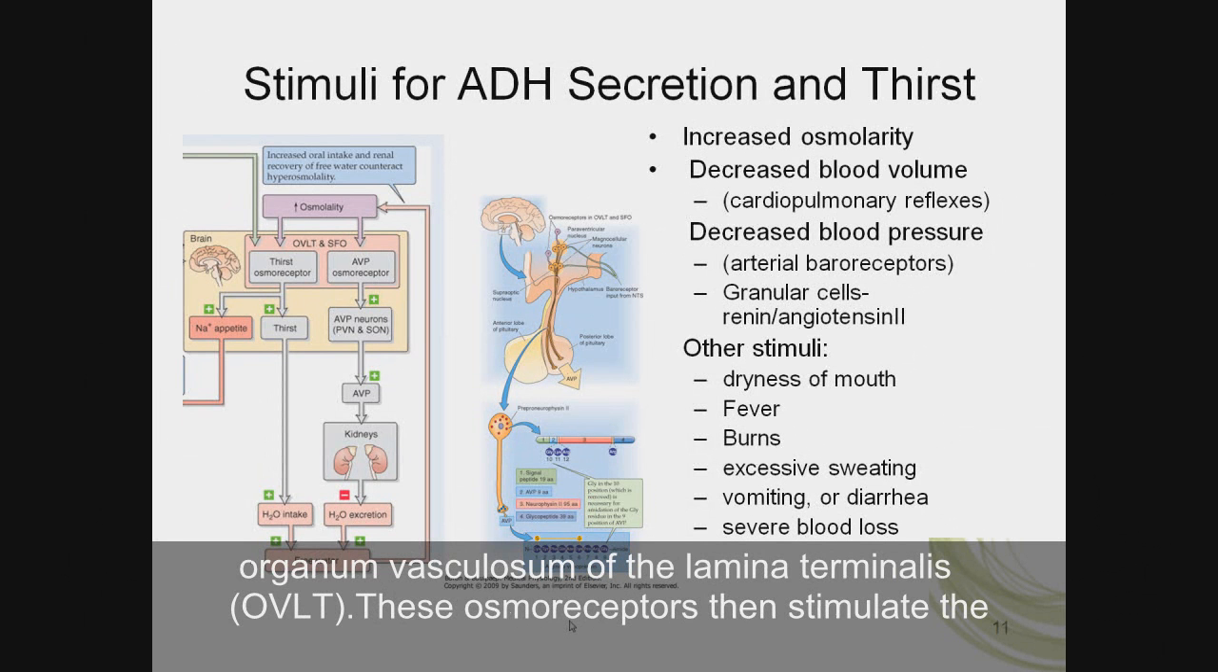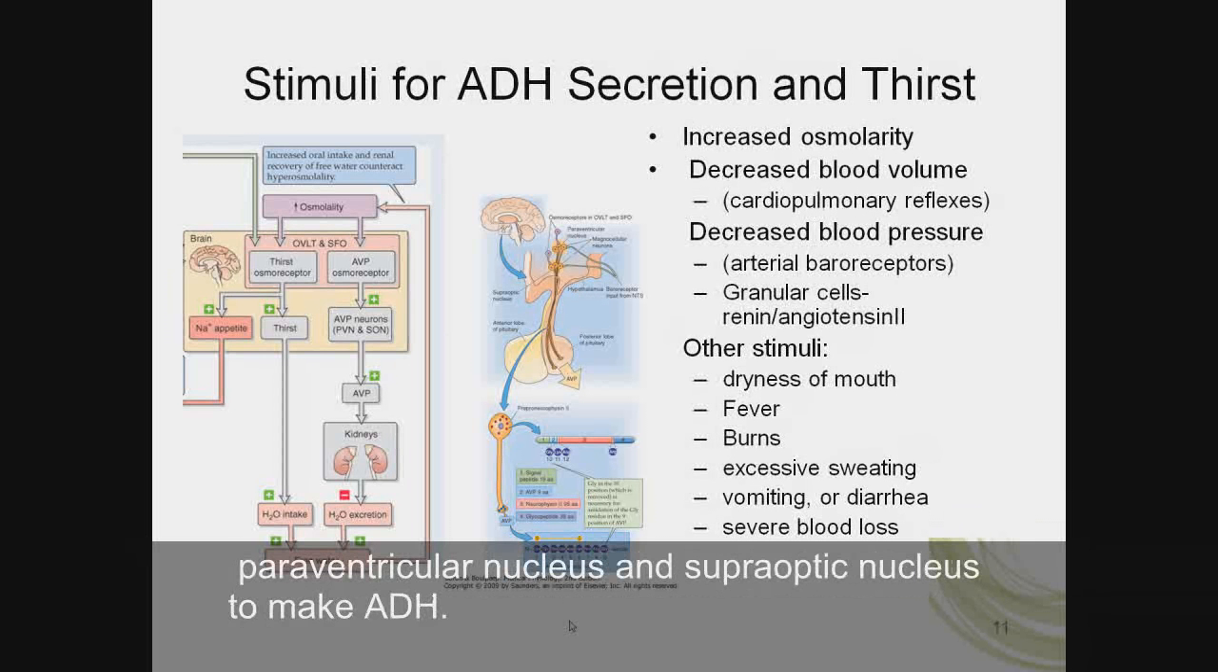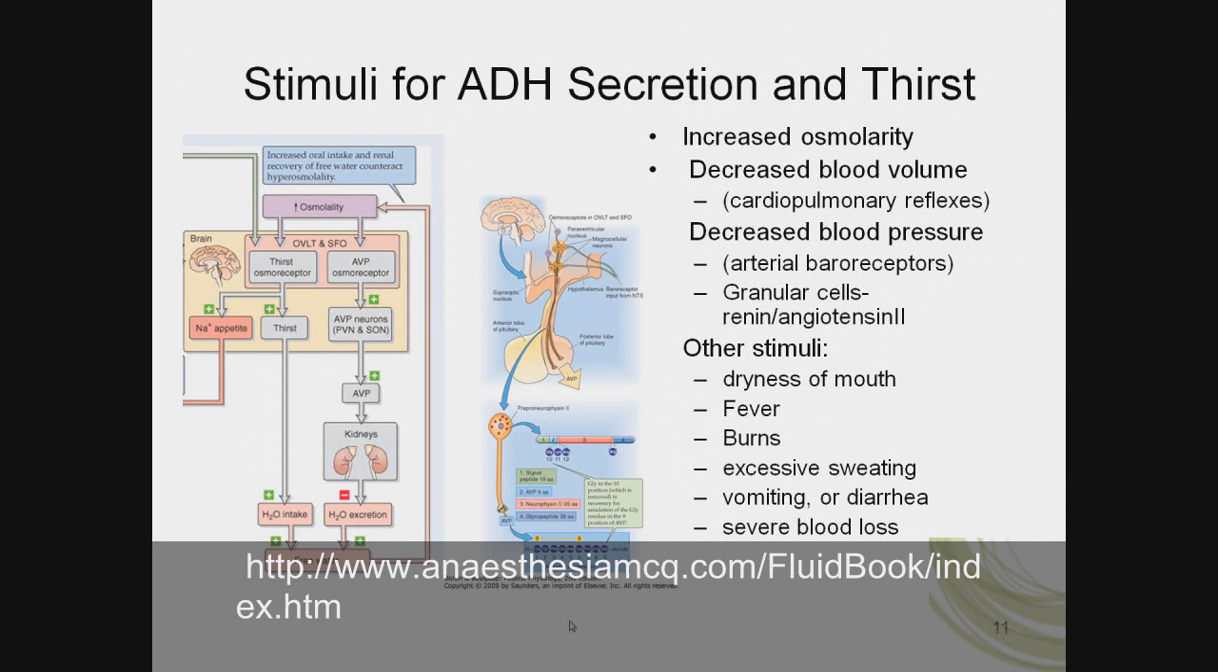But there are other stimuli. There's dryness of the mouth. Maybe you're nervous, you have to give a speech. That will drive you to seek out water. Maybe you're sick and feverish. That will drive you to seek out water. Burns lead to blood volume loss. Excessive sweating, I've already mentioned that. Vomiting, diarrhea, anything that can lead to volume loss will lead to increased ADH secretion. And that means not only will your nephrons retain more water, but you will seek out more water to drink.